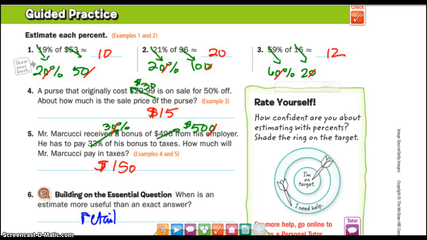So again, when we talk about these, the answers that they got in the book under guided practice are different than the answers that I got. Why? Because they were more exact in their rounding. I don't think that's necessary. I want to be in the ballpark so that when I get my true answer and I compare it to my estimate, they look similar.